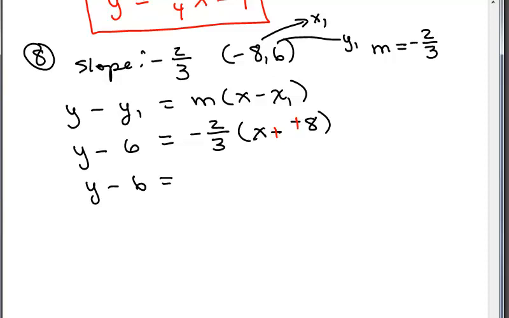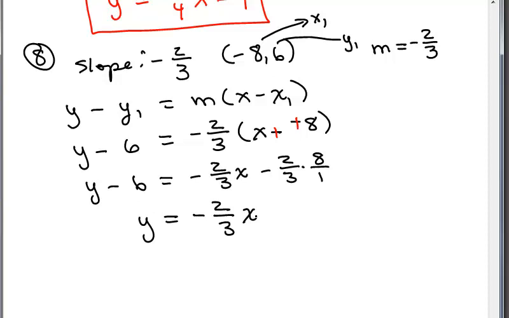So if we do the distributive property, negative 2/3 times x, plus, or actually I'm just going to write it as minus, minus 2/3 times 8, right? Well, unfortunately, this doesn't cancel over here. We're going to get negative 16/3, but I'm also going to add 6 to both sides. So this is negative 2/3 x minus 16/3.